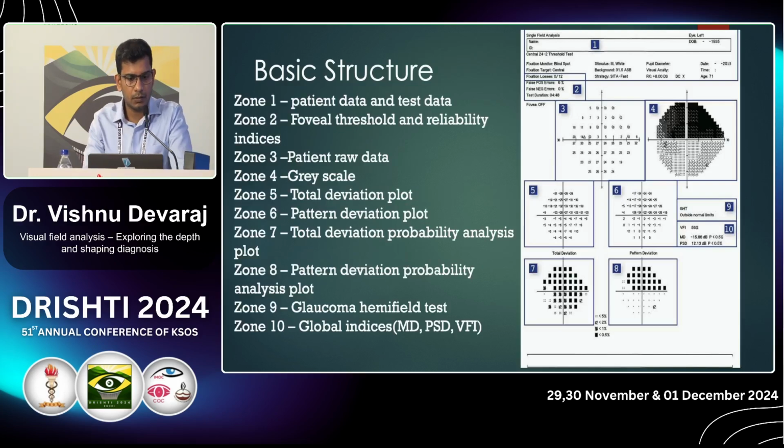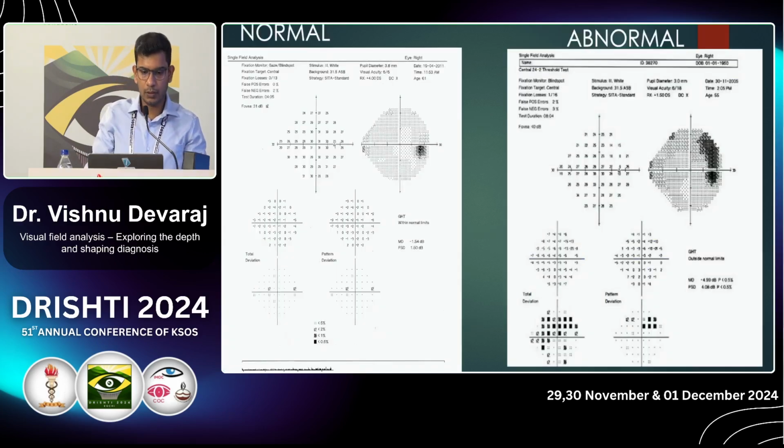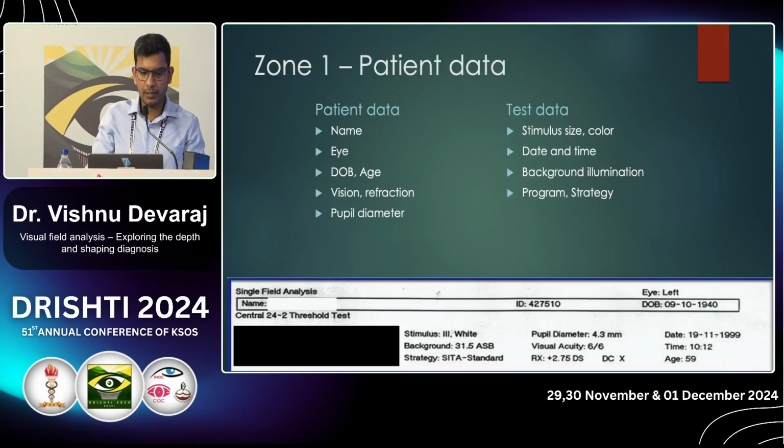So what is the Humphrey field analysis? It's divided into 10 zones, zone 1 to 10. Zone 1 includes patient data. Basically, the patient's data is compared to age-matched individuals, so the age is important. Second point is refraction. Refraction is important because even one diopter of variation causes a 3.6 decibel generalized depression in the perimetry.